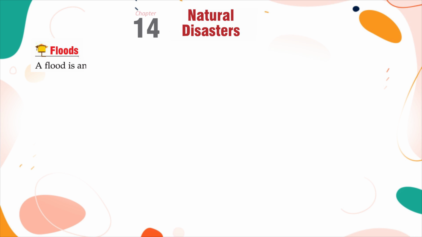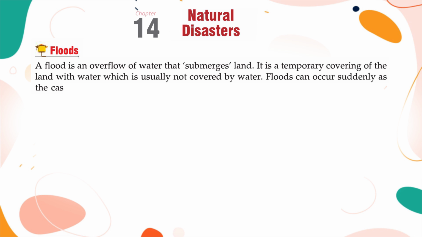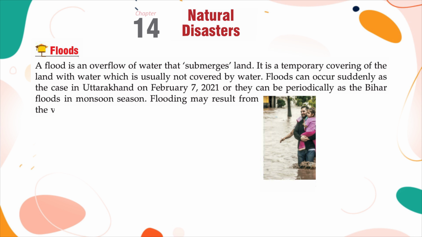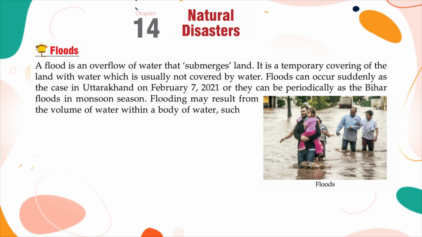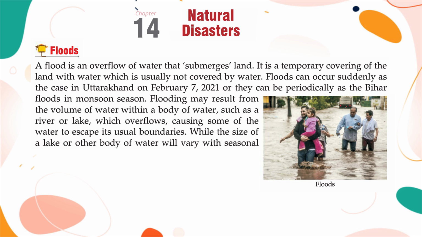Floods. A flood is an overflow of water that submerges land. It is a temporary covering of the land with water, which is usually not covered by water. Floods can occur suddenly, as in the case in Uttarakhand on February 7, 2021, or they can occur periodically, as the Bihar floods in monsoon season. Flooding may result from the volume of water within a body of water, such as a river or lake, which overflows, causing some of the water to escape its usual boundaries, while the size of a lake or other body of water will vary with seasonal changes in precipitation and snow melt.